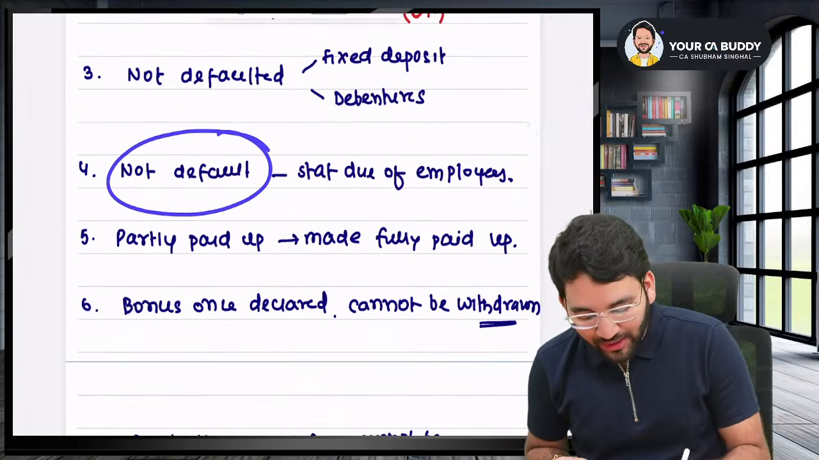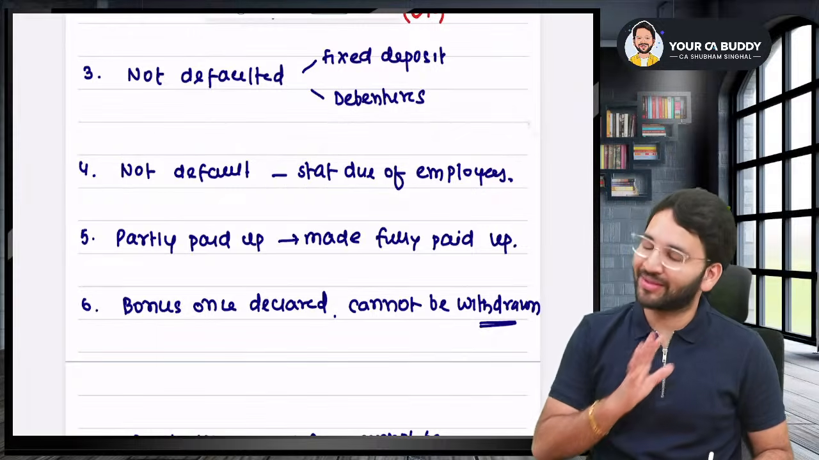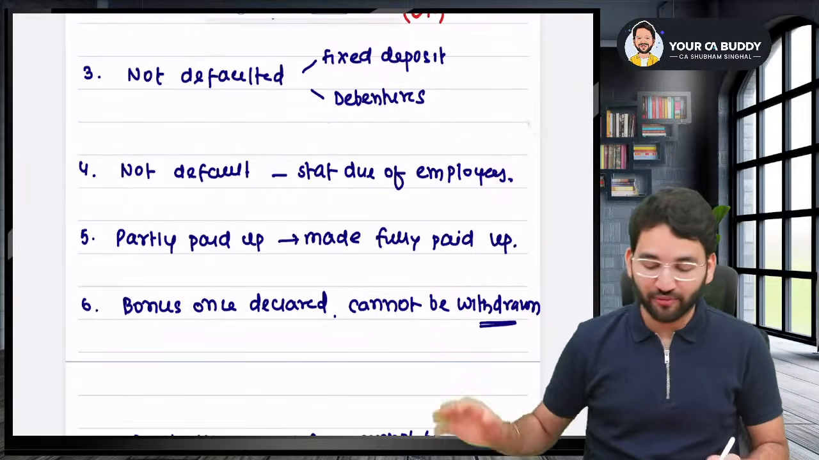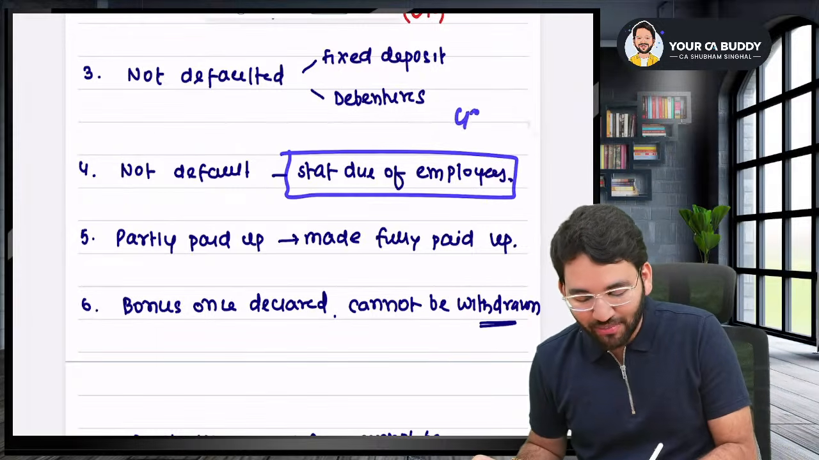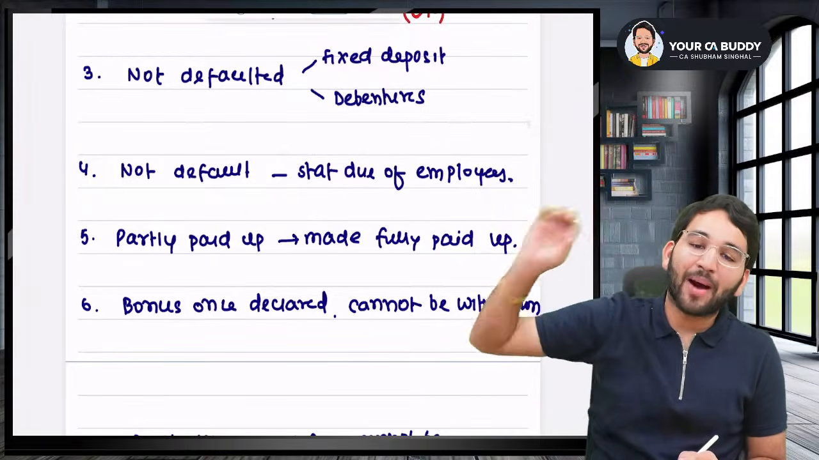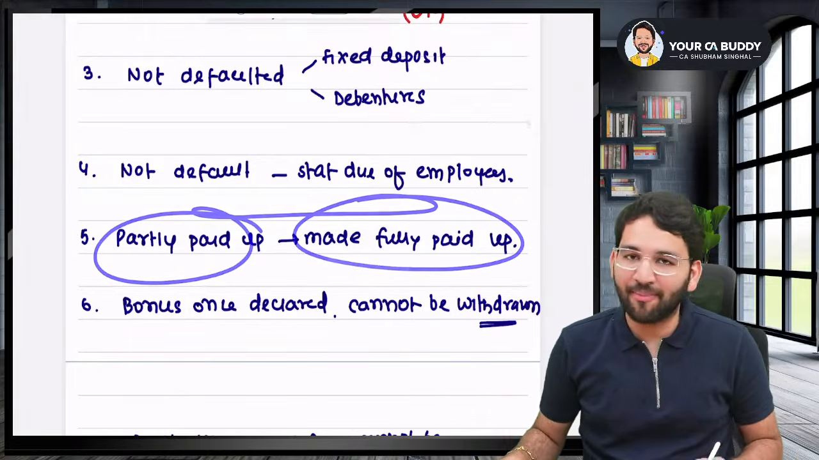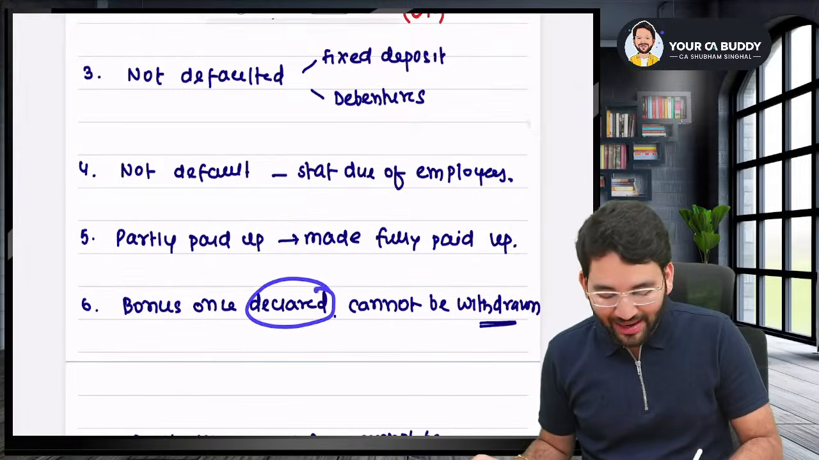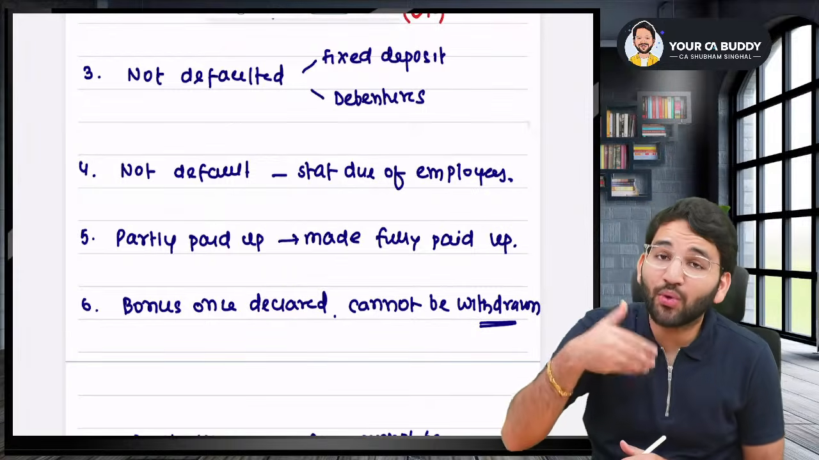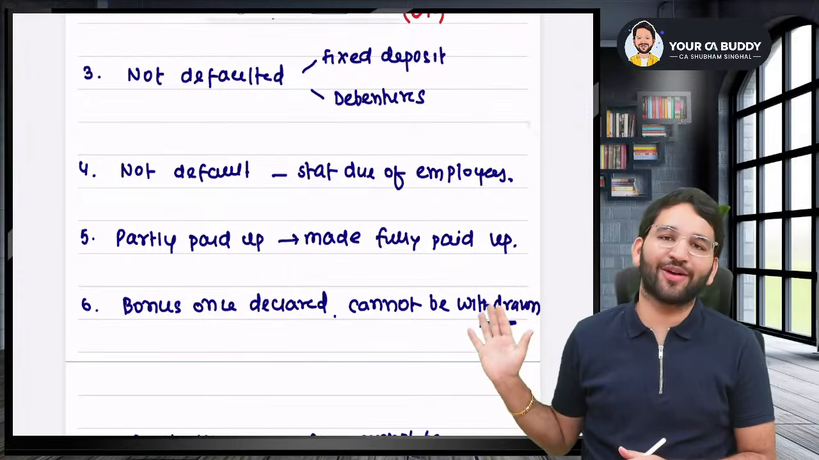There is no default with regard to statutory dues of employees. The same point was there in section number 43 DVR. And partly paid up shares have been made fully paid up. First of all, you will make fully paid up shares, and then bonus once declared cannot be withdrawn. Once you announce the bonus, once you declare the bonus, you cannot withdraw it.